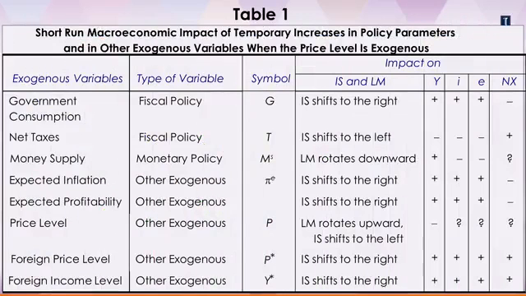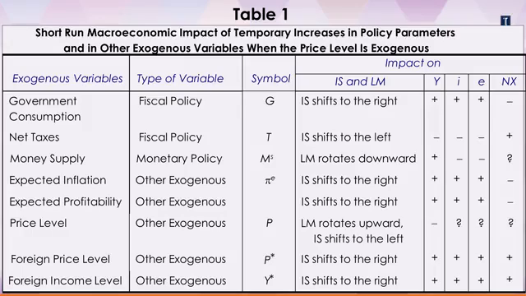Let me summarize what we've done in this video and earlier examination of our IS and LM model. This table summarizes what we've done so far, and it's quite useful in answering a lot of questions about the impact of policies or shocks to the economy. For example, let's start with the first line that focuses on government consumption or fiscal policy. It shows that if government expenditure goes up, the IS shifts to the right. There's no mention of the LM curve, so LM curve remains put.